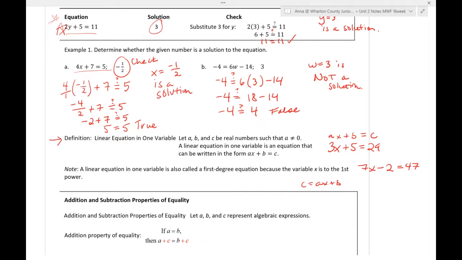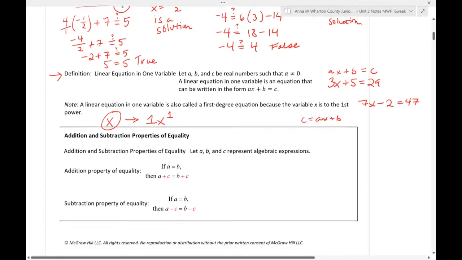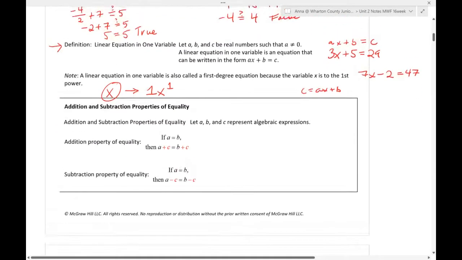Please note that a linear equation in one variable is also called a first degree equation because the variable x is to the first power. This is a throwback to the fact that anytime we see an x, it is assumed that it's being multiplied by 1 and raised to the first power. We don't write all of that because that would be redundant. So it's just a common convention that anytime you have an x, it's times 1 to the first power. That was a lot, but let's go on to start looking at these addition and subtraction properties of equality.